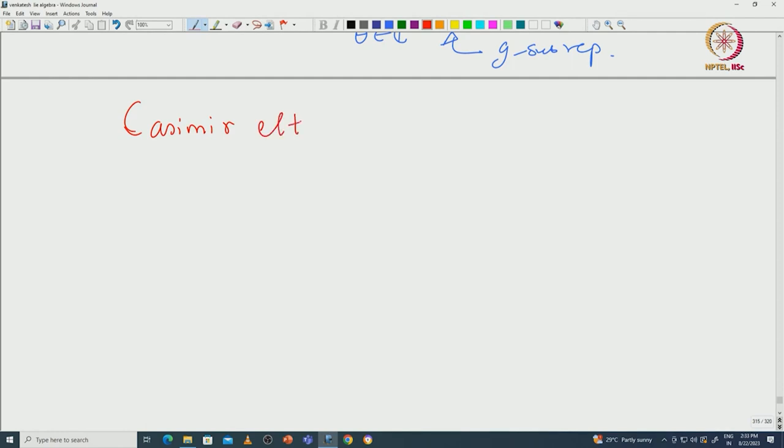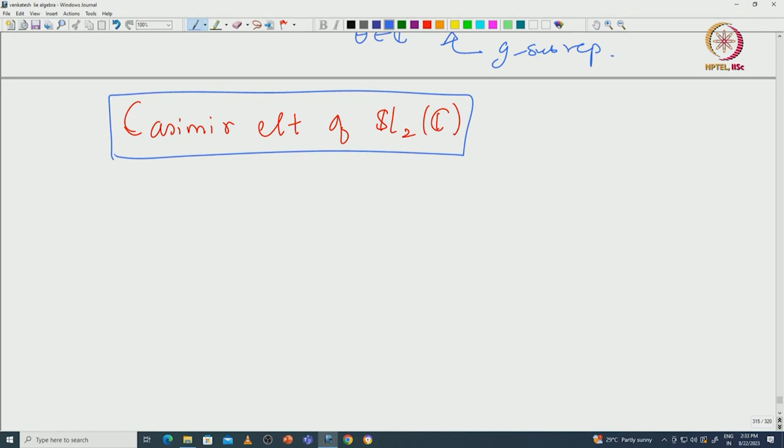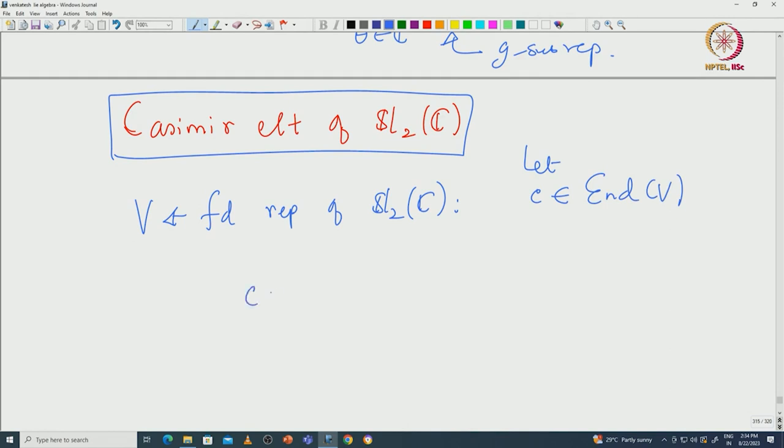But again, the Casimir element is motivated from the above discussion. You are supposed to find some element inside End(V) that commutes with the action of SL2C. That is why you need this Casimir element. So let us say V is a finite dimensional representation of SL2C. What is this Casimir element? It is an element of End(V) given by xy plus yx plus h squared by 2.